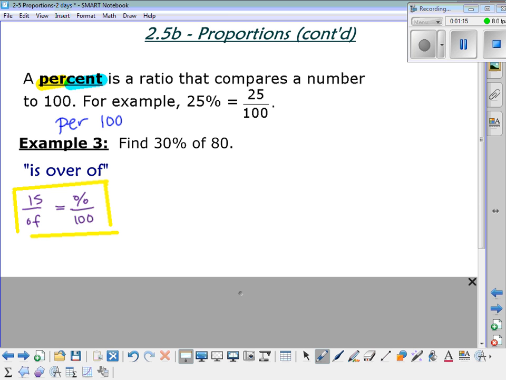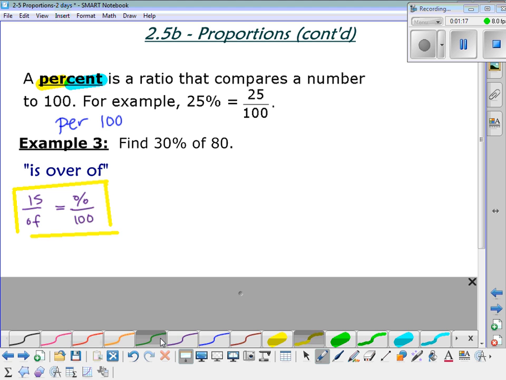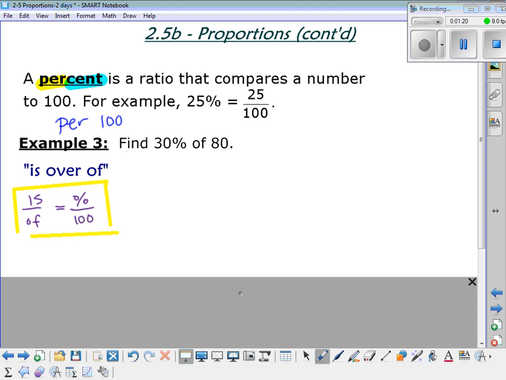So if I look at what I'm trying to find, I don't know what it is. 30%, there's my percent, right? And then of 80, there's my of. So I'm going to plug it into the is over of. What am I trying to find? I'm trying to find the is. I don't know what it is. The of was 80, and the percent was 30 over 100. So x over 80 equals 30 over 100.